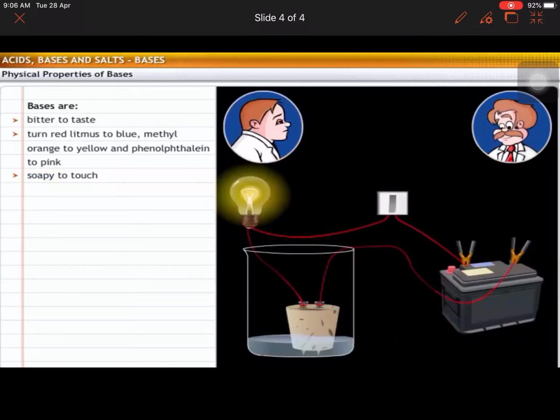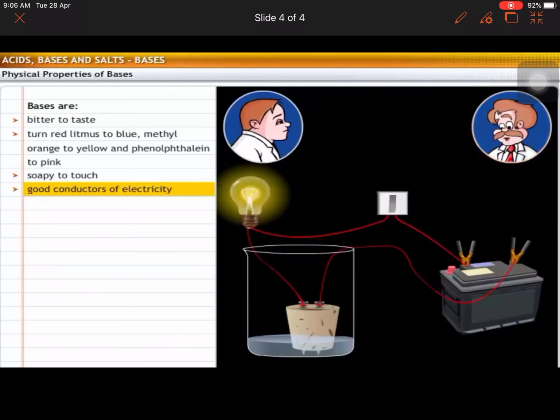What is this? Bases are good conductors of electricity in aqueous solution. In aqueous solution, they release ions which conduct electricity.